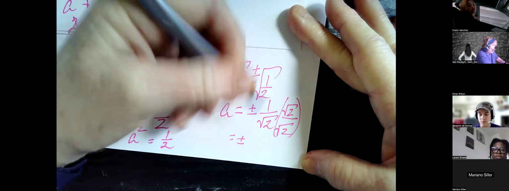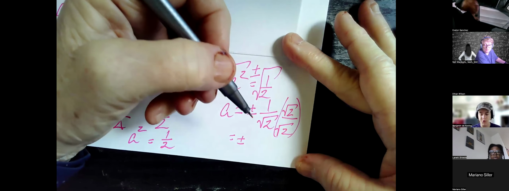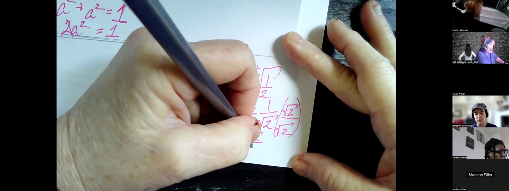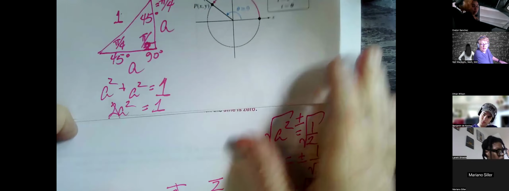But let's go ahead and rationalize this because Alex makes us. And how do we do that? Multiply both the numerator and denominator by square root of 2. Beautiful. And so 1 times square root of 2 is just square root of 2, and square root of 2 squared is 2. Beautiful.